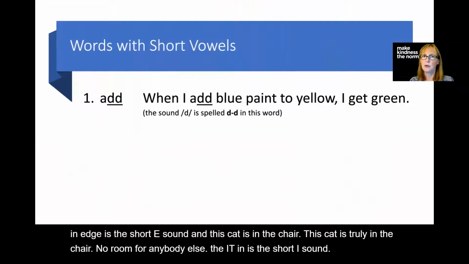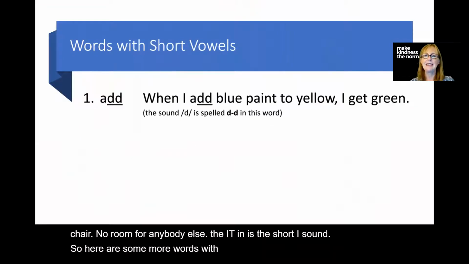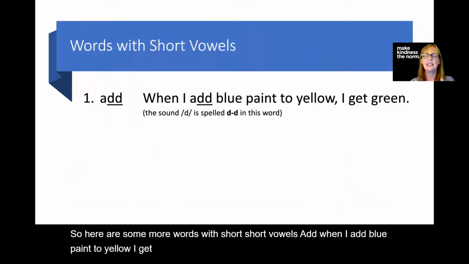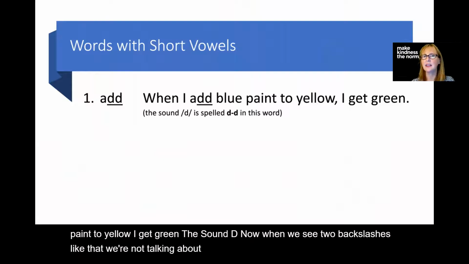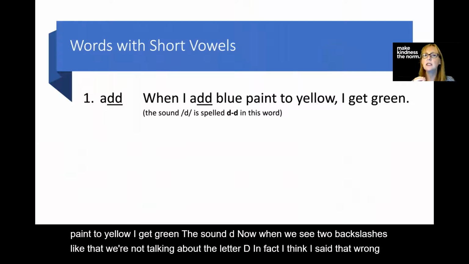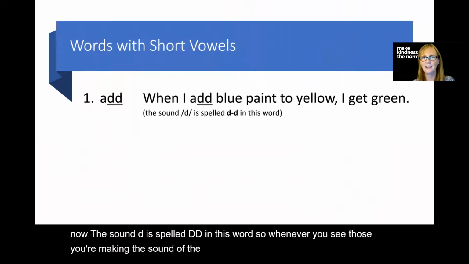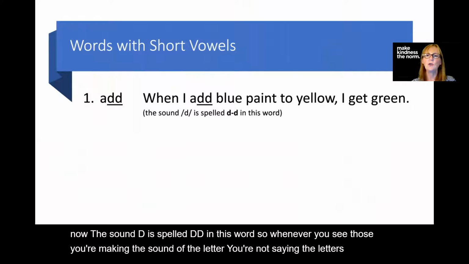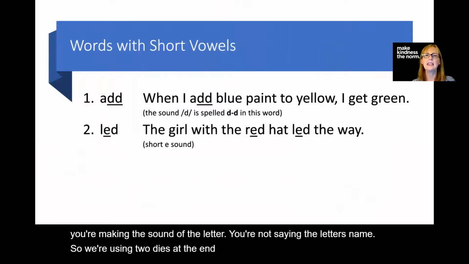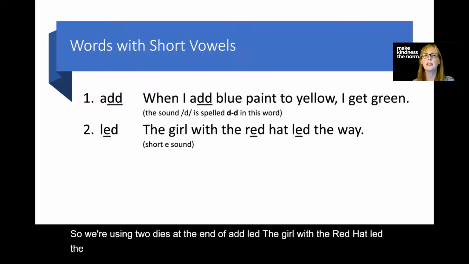So here are some more words with short vowels. Add. When I add blue paint to yellow, I get green. The sound D. Now, when we see 2 backslashes like that, we're not talking about the letter D. In fact, I think I said that wrong just now. The sound d is spelled DD in this word. So whenever you see those, you're making the sound of the letter. You're not saying the letter's name. So we're using 2 Ds at the end of add. Led. The girl with the red hat led the way. That's the short E sound you hear in led and red.